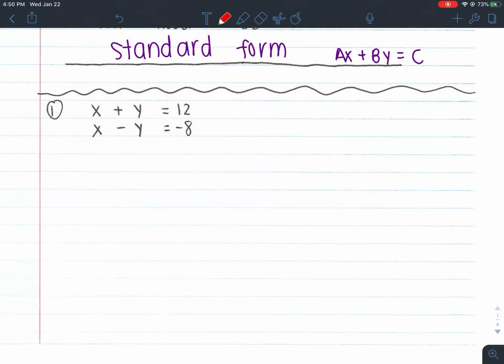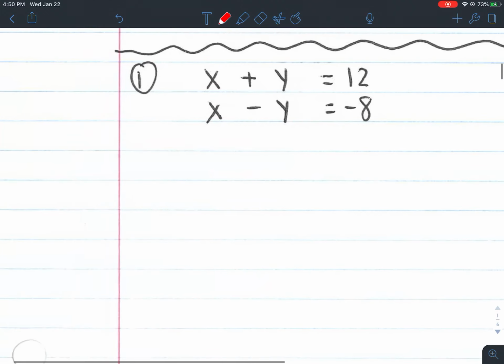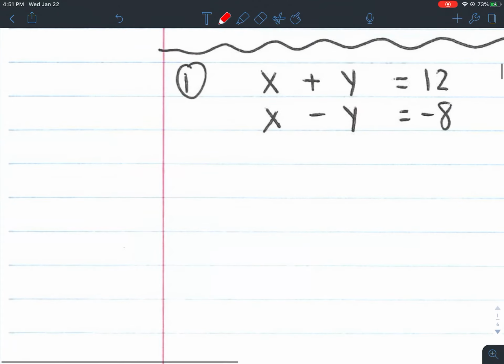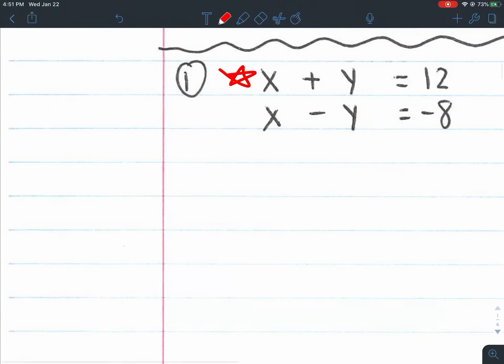Okay, so like with all of my notes, I always start off pretty easy. So in number 1, before we start, notice how my equations are stacked up on top of each other, and that's what we want. Now, the first thing we want to make sure is, are these equations in standard form? Well, if I look at the first one, yes, it's in standard. And so is the second one. They're both in standard form.